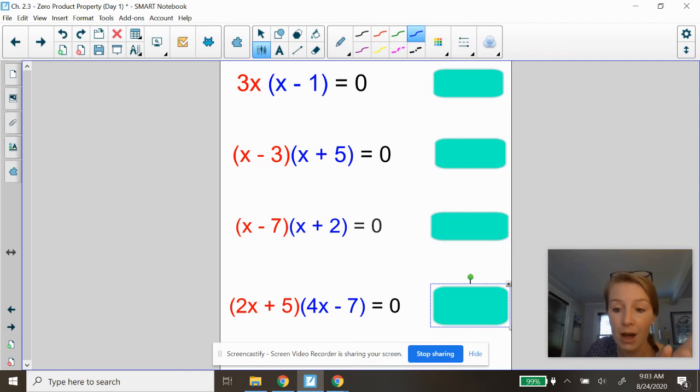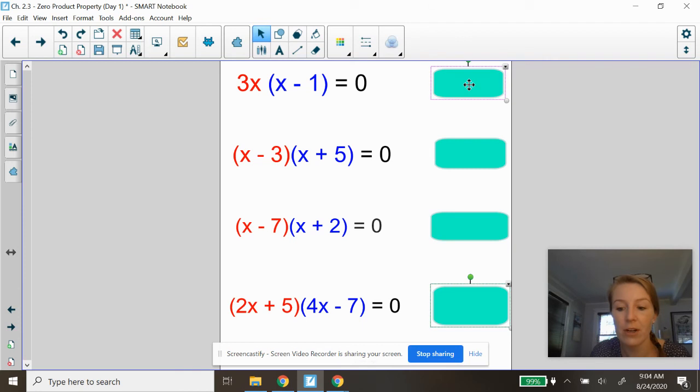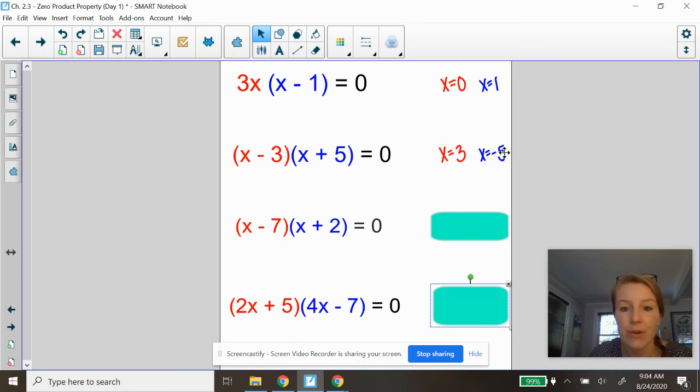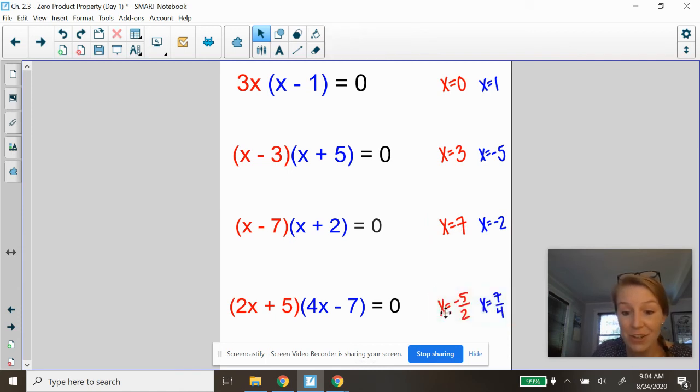So I want you to pause the video. I want you to try all 4 of these. And when you come back, I'll reveal the answers. All right, you're back. Hopefully that felt good. Here we go. Your first solution, you should get x equals 0 and x equals 1. The next one, you should get x equals 3 and x equals -5. The next one, you should get x equals 7 and x equals -2. And the last one, you should get x equals -5/2 and x equals 7/4.